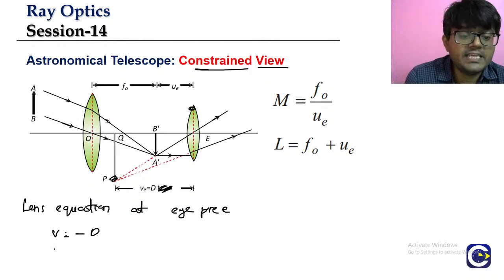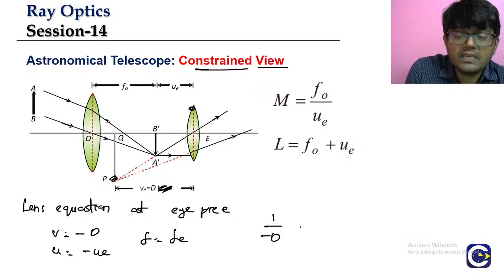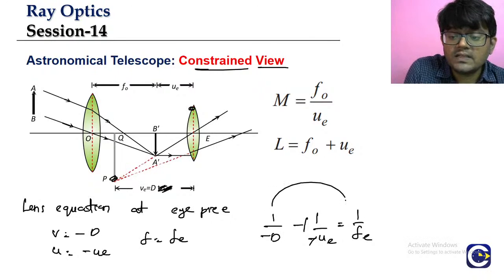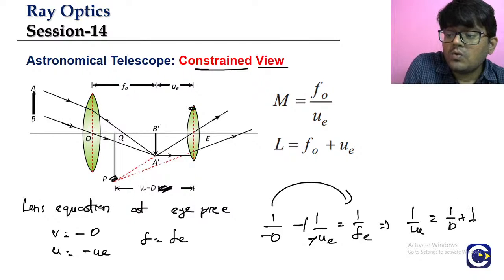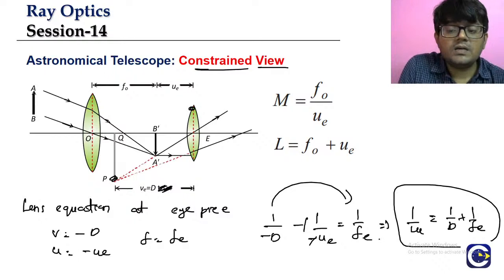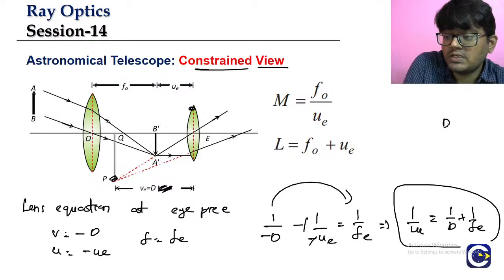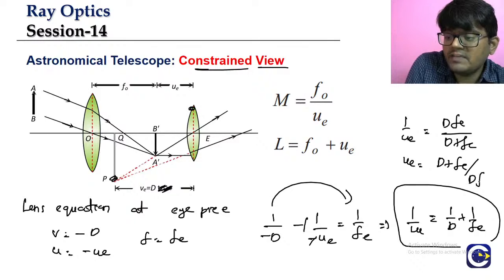V is equal to minus D. U is equal to minus UE. F is equal to FE. So use the equation: 1 by V minus 1 by U is equal to 1 by F. So minus minus becomes plus. From here we have 1 by UE is equal to 1 by D plus 1 by FE. If you take an LCM, that is D into FE by D plus FE, which is 1 by UE, so UE will be D plus FE by D into FE.